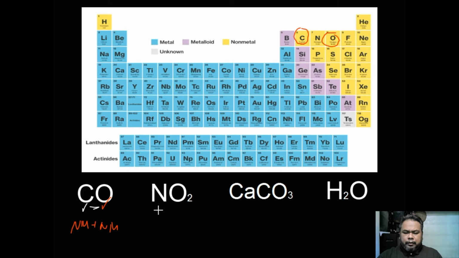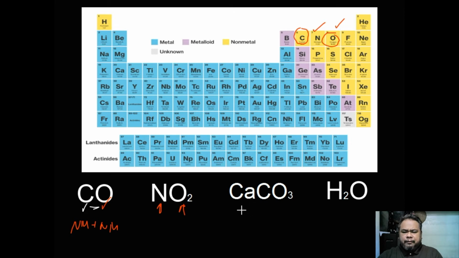How about nitrogen dioxide? So let's look for the nitrogen. It's here. The oxygen is here also, a non-metal element. So nitrogen dioxide, their bonding is considered as covalent bond because they are both non-metal.